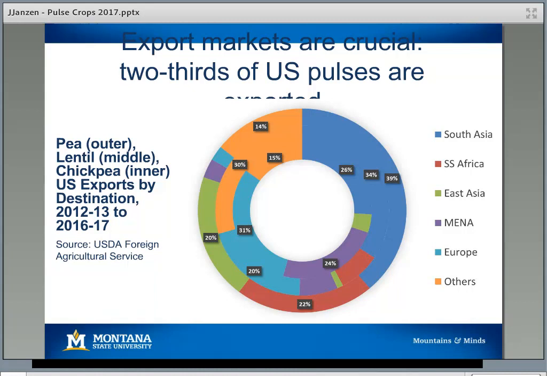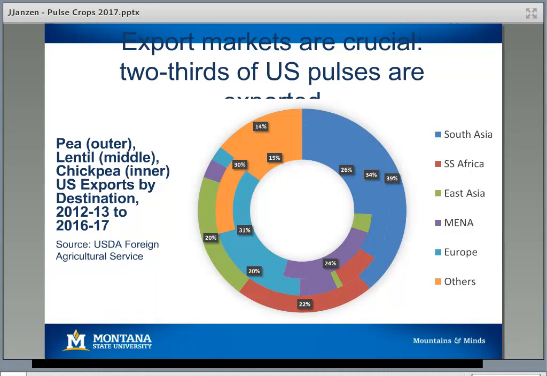And where are they exported? What's the main region? South Asia would be the biggest region. It varies a little bit from crop to crop, but about a third of our pulses are going to South Asia, and that's mainly India. India is the biggest producer, processor, and consumer. They are the biggest player in the market for pulses, and that's true for us. They're our biggest customer.